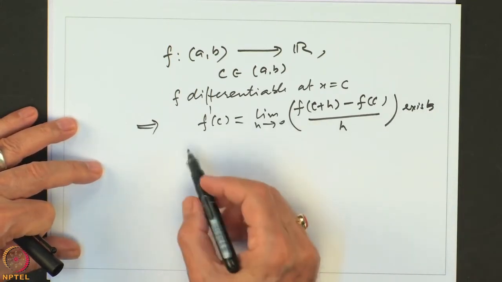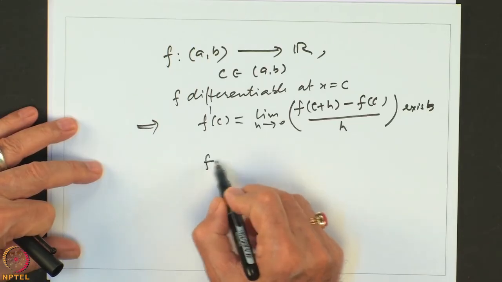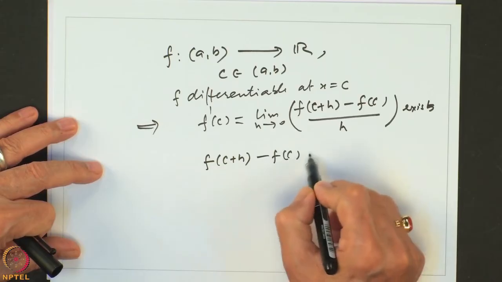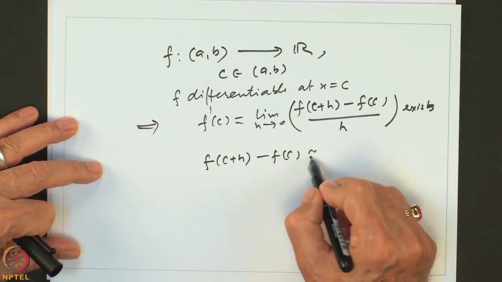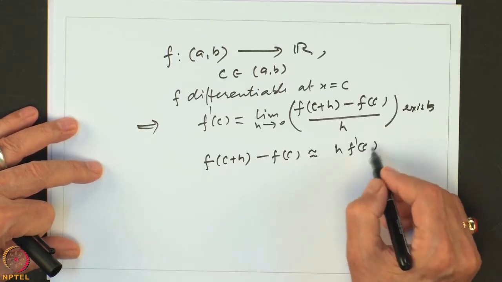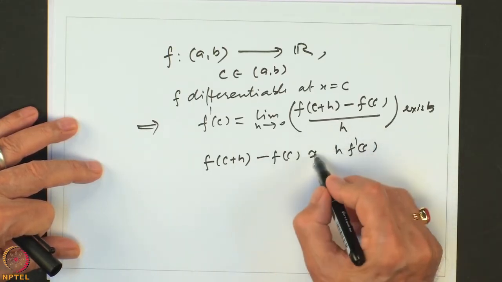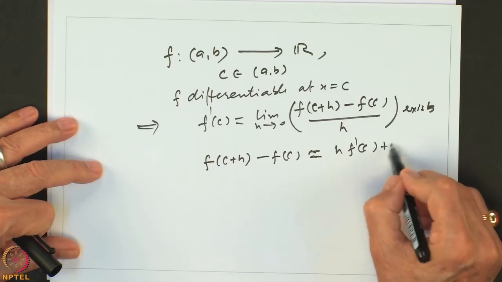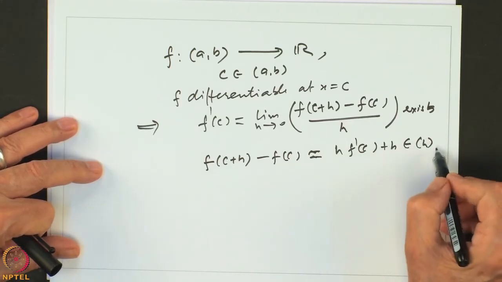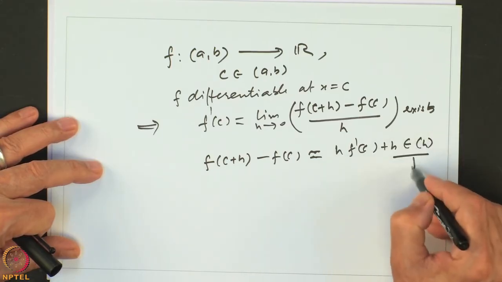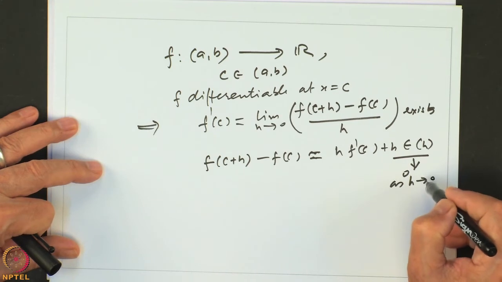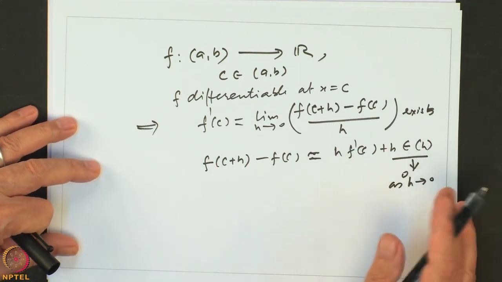So, from here what we got was f of c plus h minus f of c was approximately equal to h times f dash of c. What is the difference? We can write that as h times some quantity, let us write the error that we are making, where this error goes to 0 as h goes to 0. That is what we saw in the approximations.